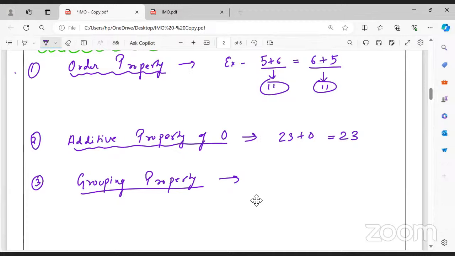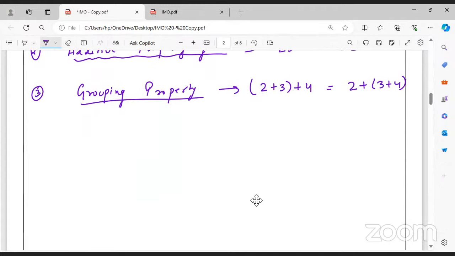Even if you change the grouping of numbers, the sum remains the same. For example, if I say 2 plus 3 plus 4, here 2 and 3 are in one group. Now I change my group: 2 plus 3 plus 4, now 3 and 4 are in the same group. Now let's see, does the sum remain the same? 2 plus 3 is 5. 5 plus 4 is 9. Again here 2 plus 7 is 9. The sum remains the same.